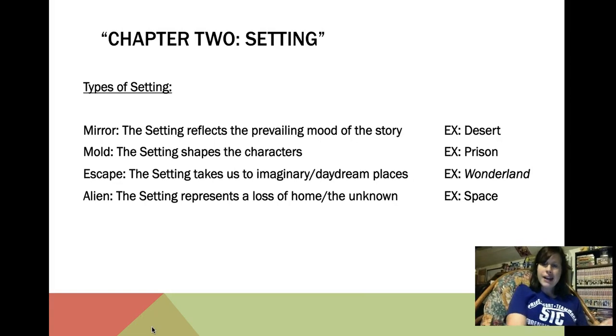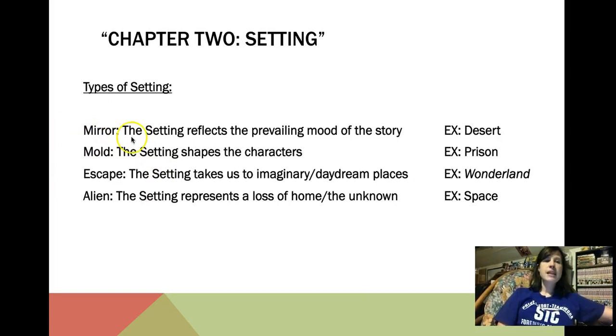Alright, I got a little ahead of myself earlier, but now we are on page 57, chapter 2, setting. There are basically 4 types of setting, and you are going to have a test over fiction at the end of our fiction unit, and I will ask you about these 4 types of setting. So please make sure on pages 56 and 57 that you look over these types of setting. Not every setting fits into one of these 4 examples, but I would say 90% of them do.